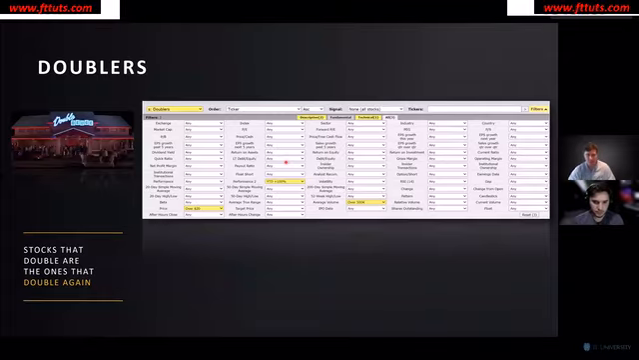All right. So doublers, very simple. And there's definitely a better scan you can run here, I think, which I'll talk about. I've just been using this for so long. Stocks that double are the ones that double again. Over $20, year-to-date performance plus 100%. That's really it.